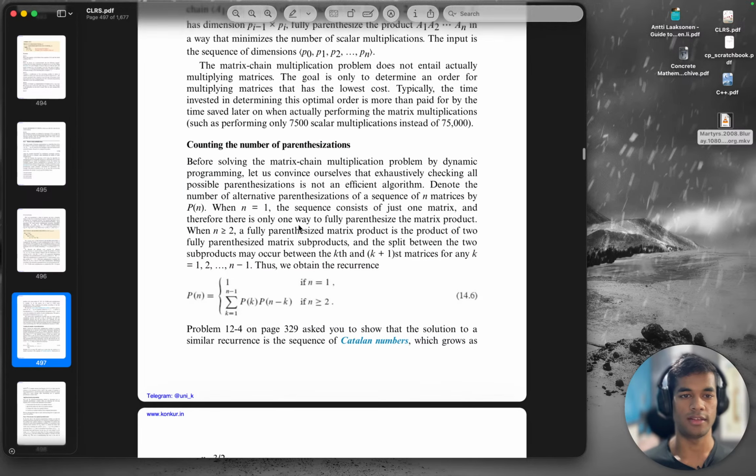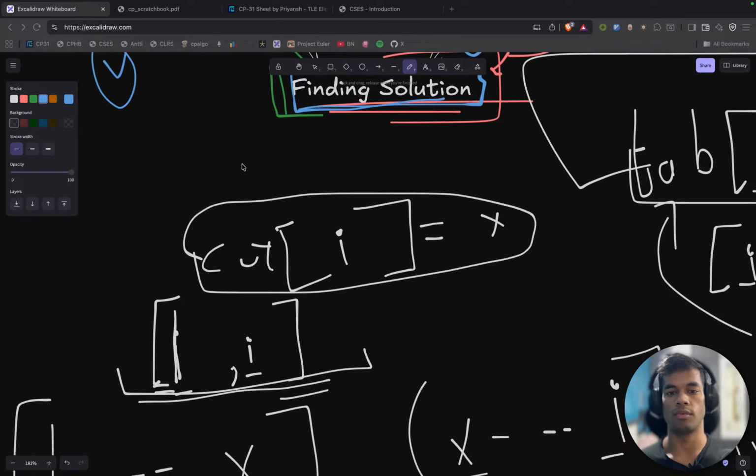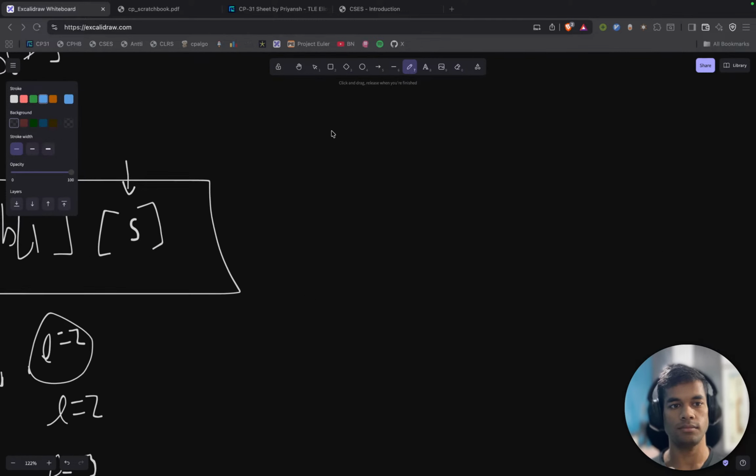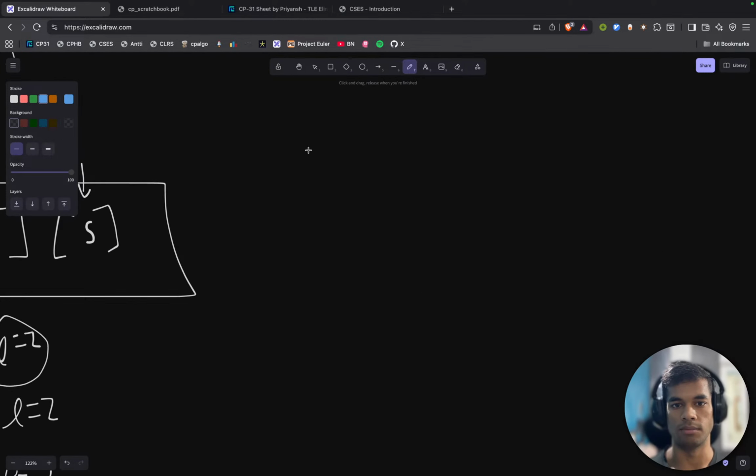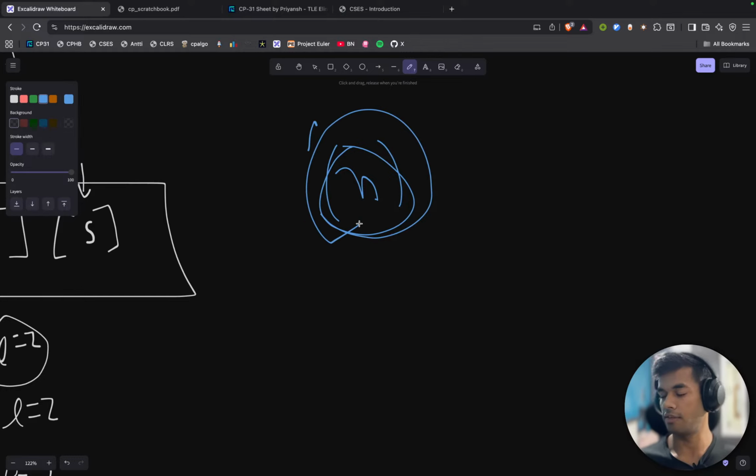Not using an LSP. Before solving the matrix chain multiplication problem by dynamic programming, let us convince ourselves that exhaustively checking all possible parenthesizations is not an efficient algorithm. That is true. Let's say we have n matrices. So how many ways are there in which we can parenthesize n matrices? That is a nice question.